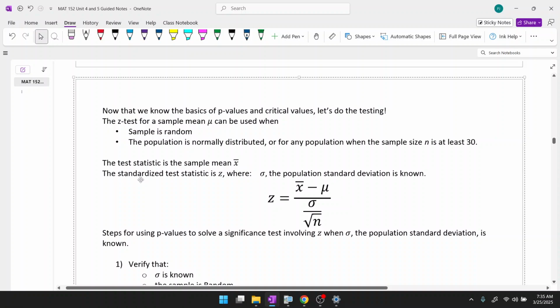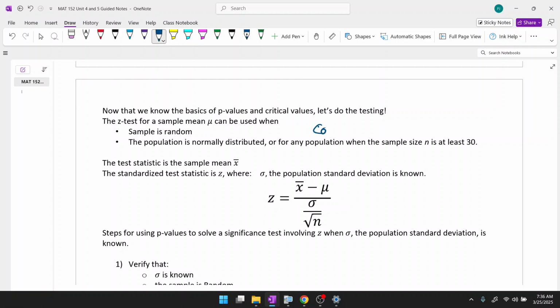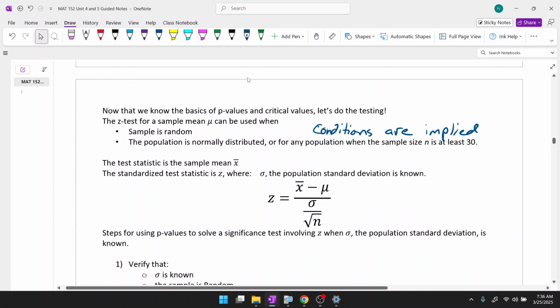Now, the Z-test for a sample mean can be used when a sample is random and the population is normally distributed. But here's the thing: the conditions are simply implied. In other words, you don't really need to verify them. We're going to do an exploration at another time of what happens when conditions are not necessarily held.